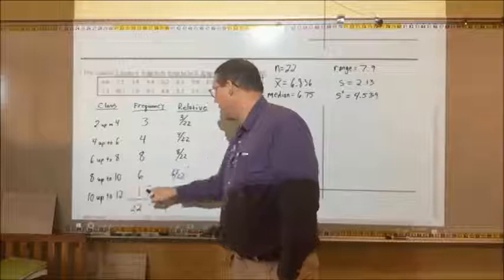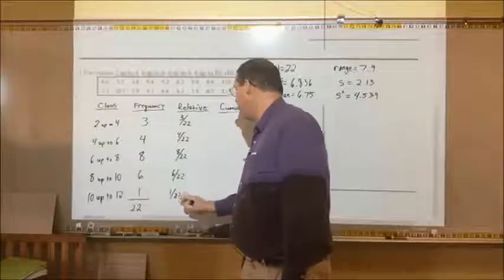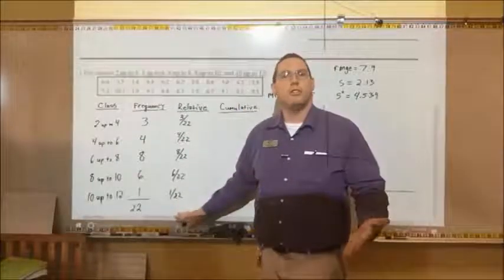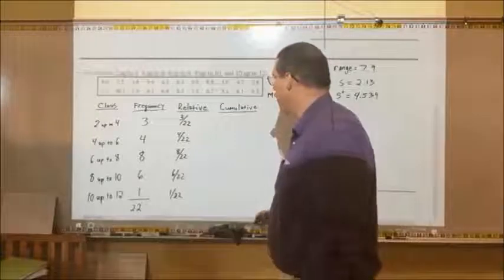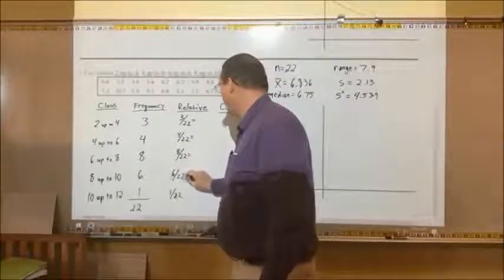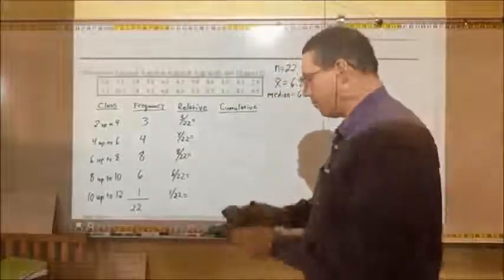And for this last class, it's 1 out of 22. That's the relative frequency. And if you were to add up all these fractions down here, you would have 22 out of 22. Okay? Now we want to do these as percentages also. So we're going to get a calculator, and we're going to do them as percentages.